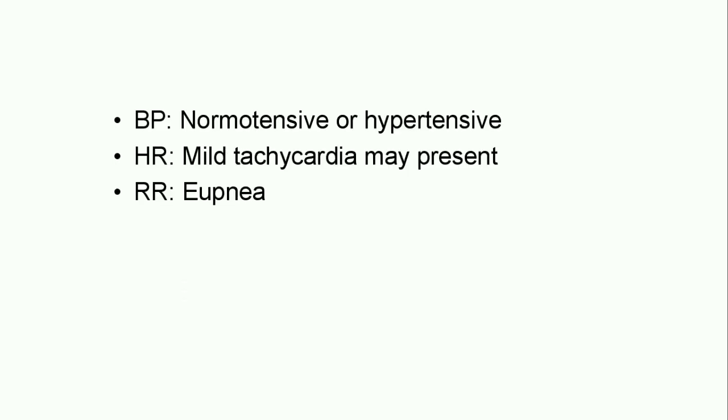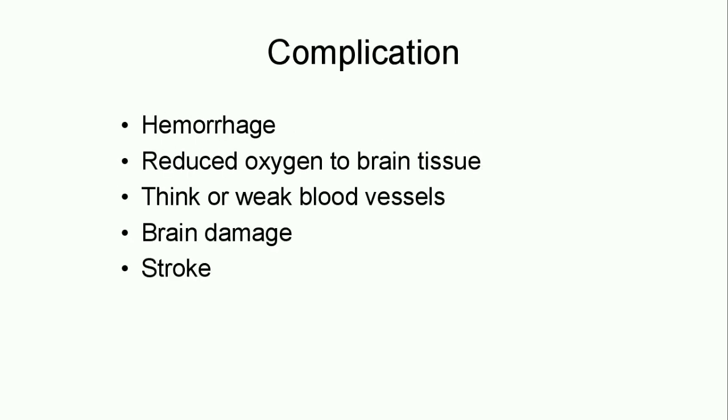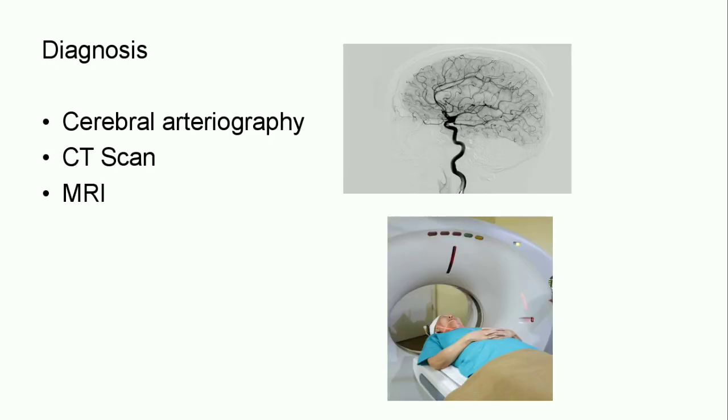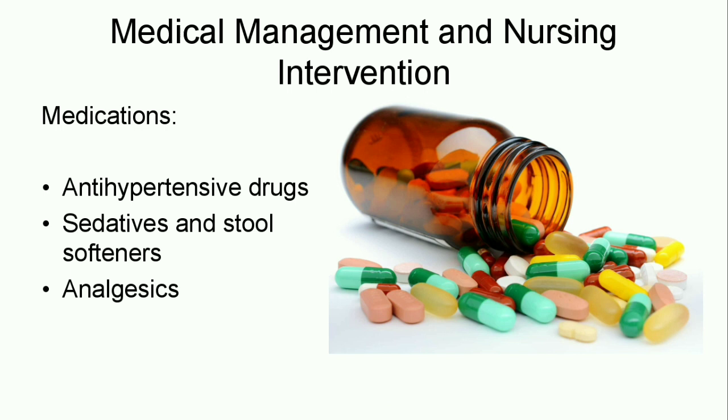In vital signs, BP may be normotensive or hypertensive, HR mild tachycardia may be present, and RR there is dyspnea. Complications are hemorrhage, reduced oxygen to brain tissue, thin or weak blood vessels, brain damage, and stroke. To diagnose an AVM, the tests may include cerebral arteriography and CT scan or MRI. And medications may include antihypertensive drugs, sedatives and stool softeners, and analgesics.